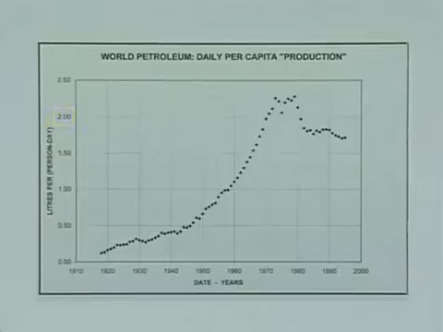Now notice that the peak occurred in the 1970s, and it's been going downhill, and in the 1970s it was a little over 2 liters a person a day, and now it's down to about 1.7 liters per person each day. So we can say with confidence that any day that any one of us uses more than 1.7 liters of petroleum, directly or indirectly, we're using more than our share.